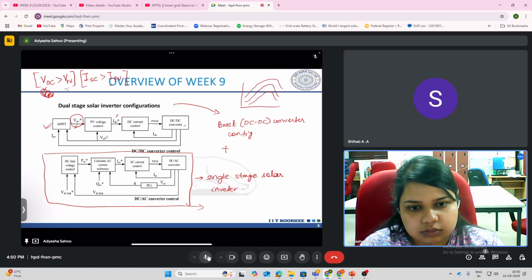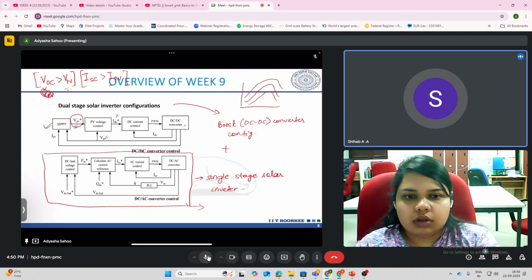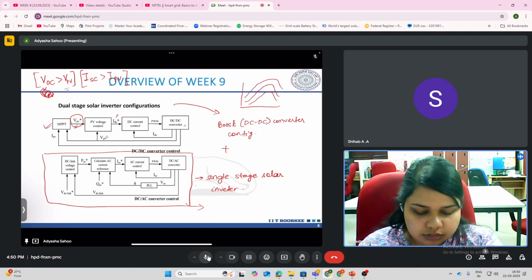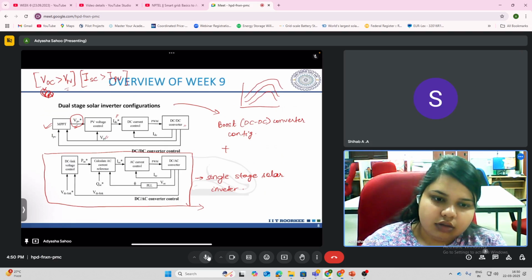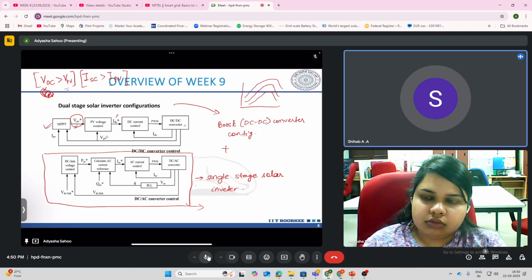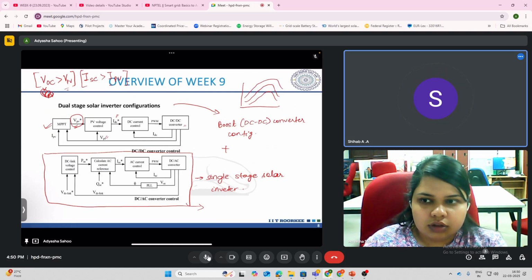Open circuit voltage, because that is the limit of the panel. Beyond that is the maximum open circuit voltage available across the panel, and I short circuit current is the maximum current that can be drawn from the panel. So you always need to operate within those ranges. Yes, always you need to ensure that.